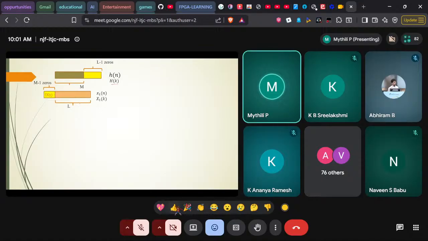The second block, with the corresponding X1 of k DFT, takes values from the previous block. That is, if this is 2, this will be 1, 1, 2, 2, like that. Previous block values, and the corresponding DFT. The third block again takes M minus 1 previous values from this end, 2, 3, 4, like that.